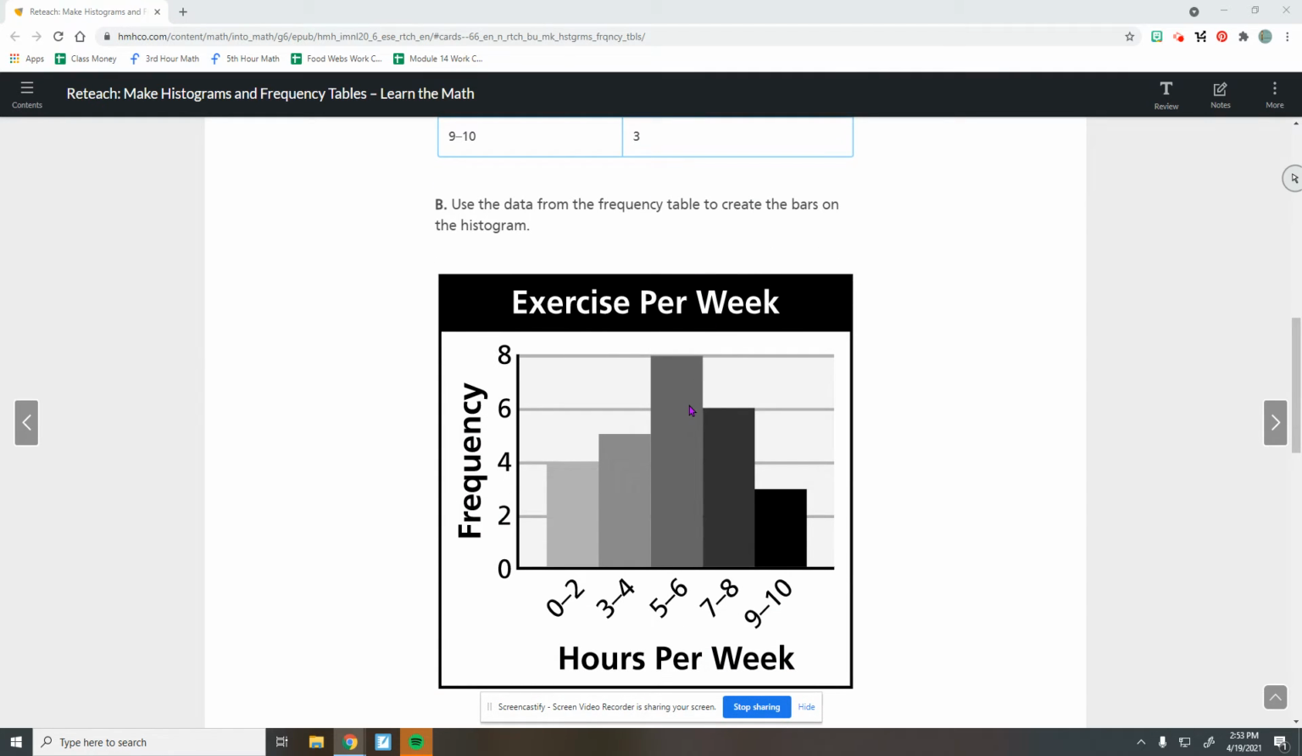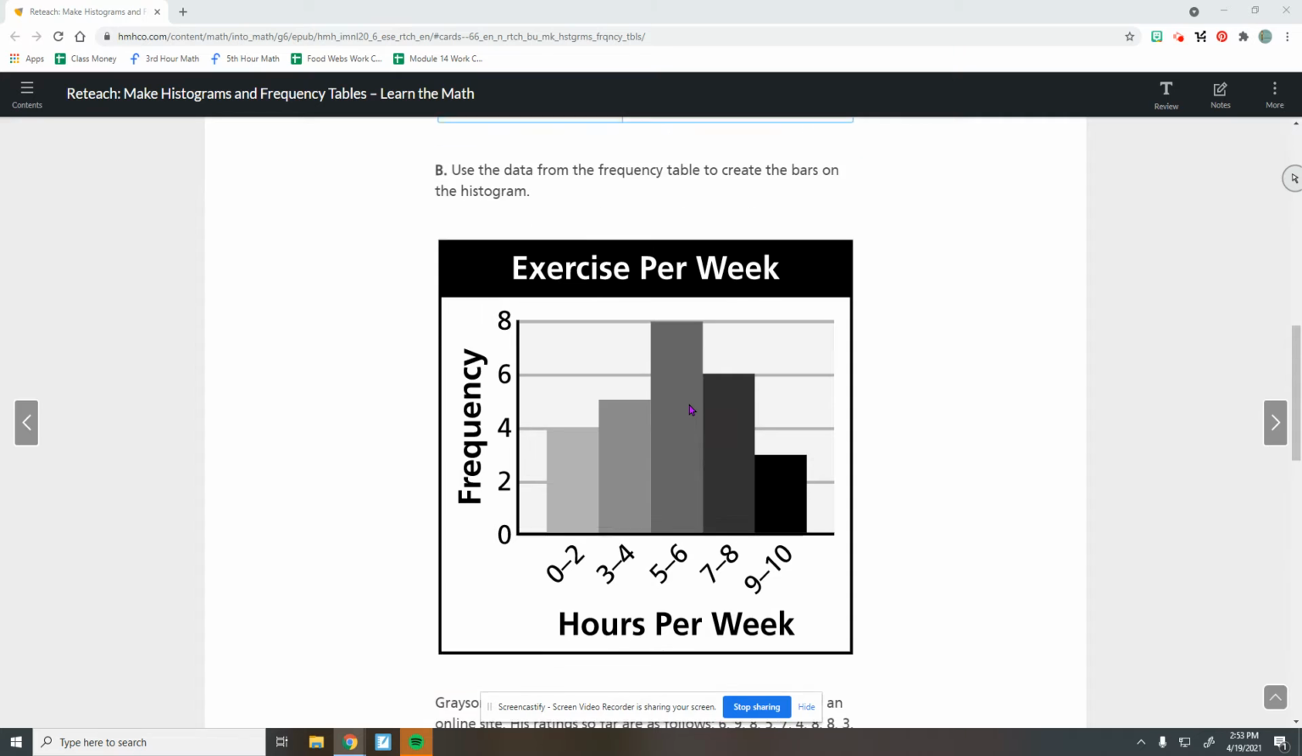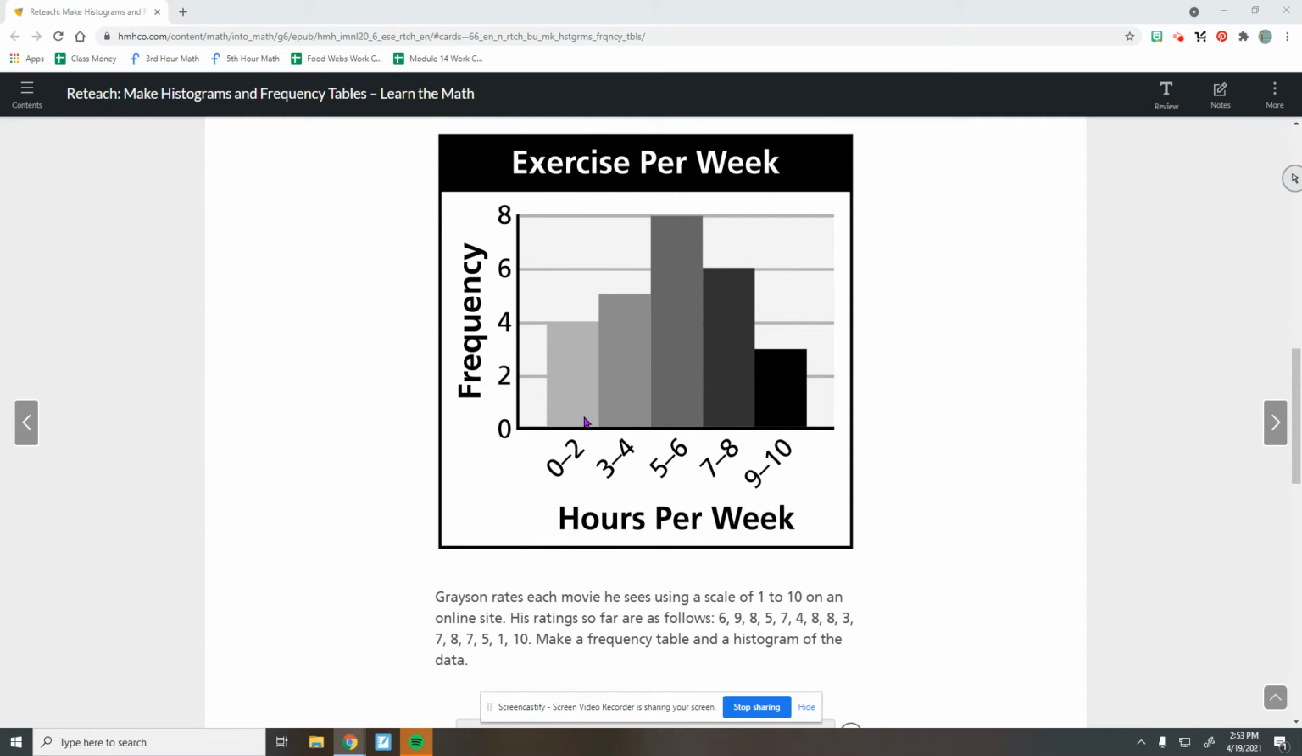Then we can use our frequency table to create the bars. Between 1 and 2, there were 4 students. 3 to 4 had 5 students. 5 to 6 had 8. 7 to 8 had 6. 9 to 10 had 3.